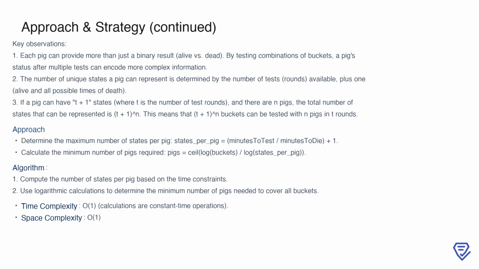First, we determine the states each pig can achieve: states_per_pig = minutes_to_test / minutes_to_die + 1. Then, using logarithmic calculations, we find the minimum number of pigs required: pigs = ceil(log(buckets) / log(states_per_pig)). This approach ensures we can cover all buckets efficiently within the given time. Since the calculations are straightforward, the time and space complexity for this algorithm are both O(1).